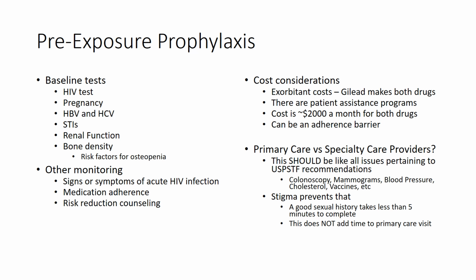We talked a little bit about the cost, so I do want to at least touch on that. The costs for this medication are exorbitant. Both drugs are made by the same company, and at least currently, neither one of them has the ability to make generics. The Truvada generic is supposed to come out in September of this year. There are patient assistance programs which will work for some people, but if you don't have good insurance or you're not qualified for the patient assistance programs, the cost for either one of these medications could be upwards of $2,000 a month, and obviously that's going to be a huge adherence barrier.